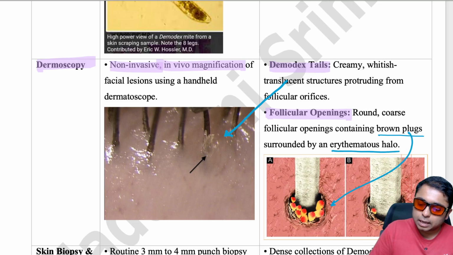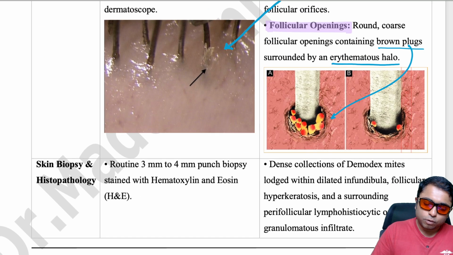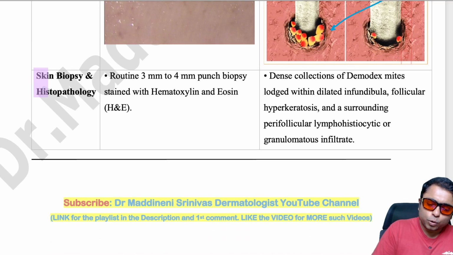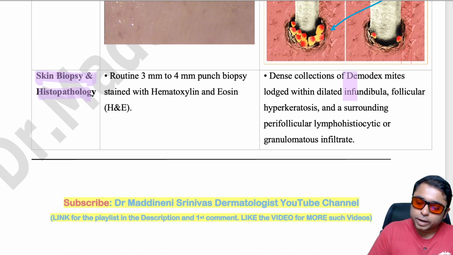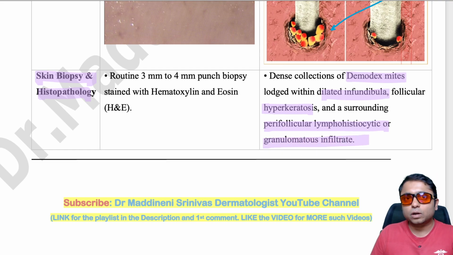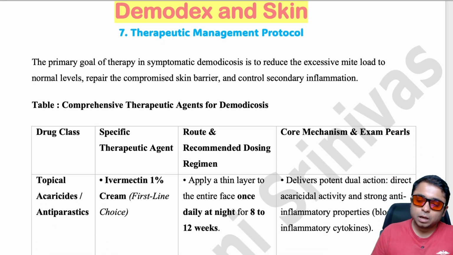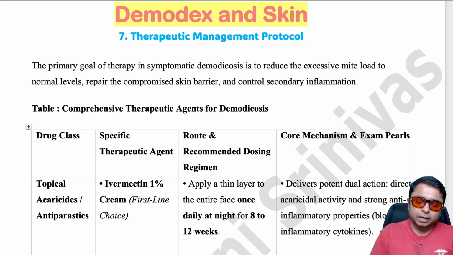So this is another picture which is showing the follicular openings. If you do a biopsy, of course we are going to identify the Demodex mites present near the dilated infundibulum, and follicular hyperkeratosis and surrounding perifollicular lymphohistiocytic and granulomatous infiltrate can also be observed, right? So now coming to the therapeutic modalities which we can use to control the demodicosis.